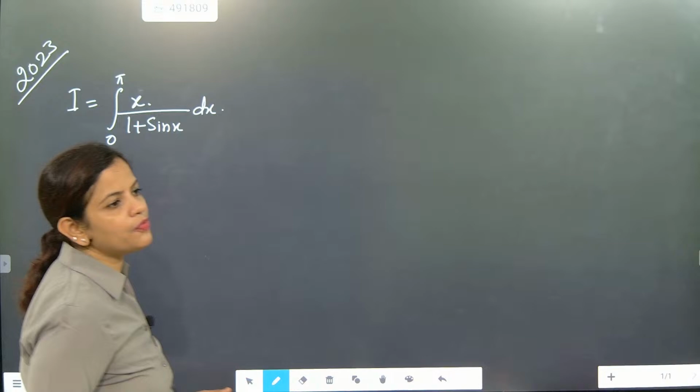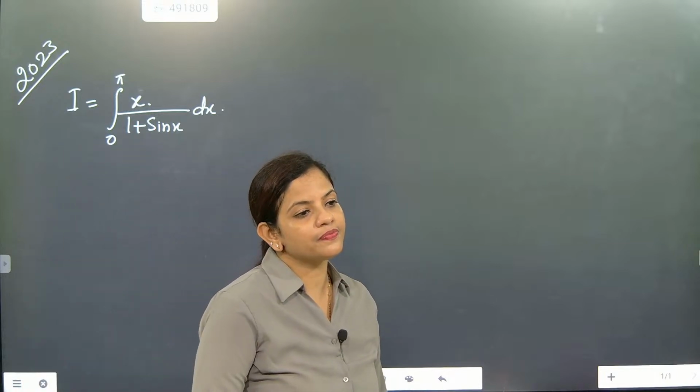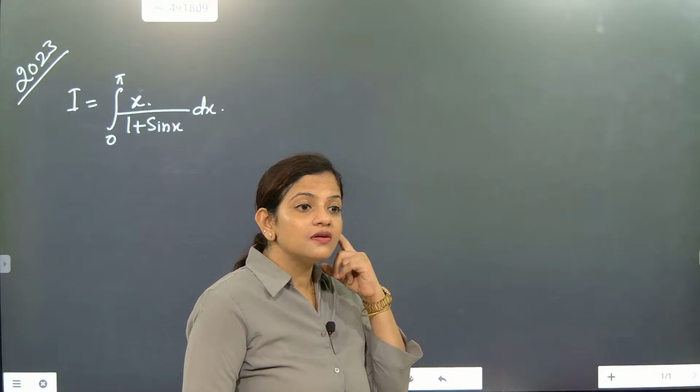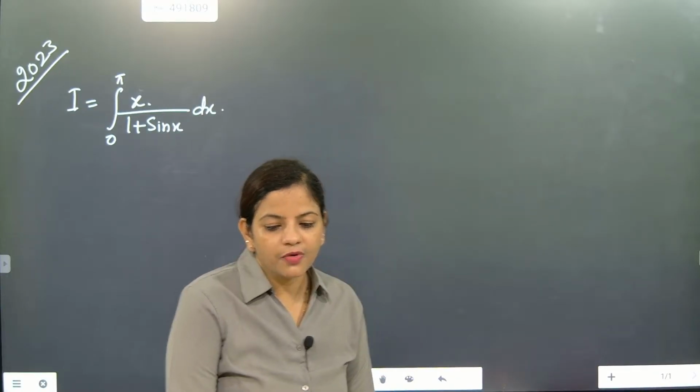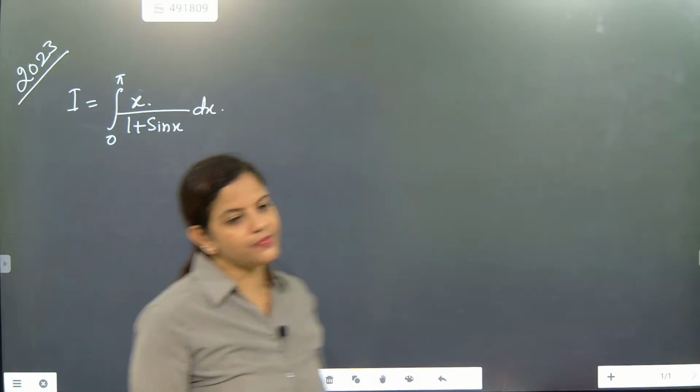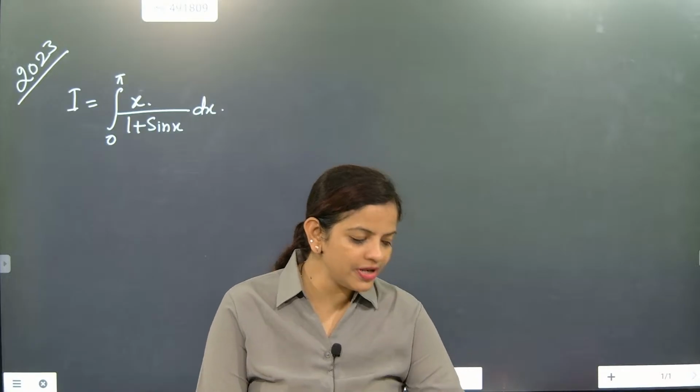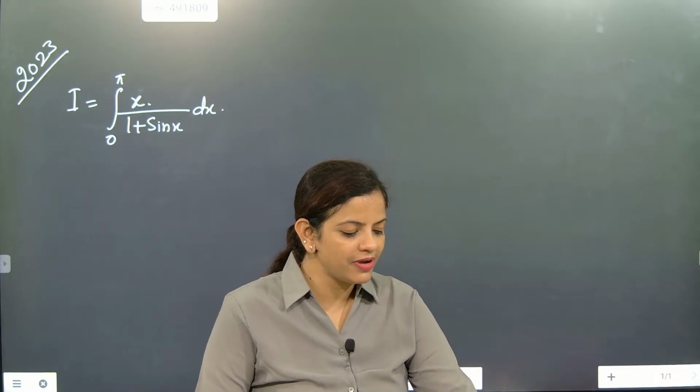And I told you one property now. What was that property, beta? What was that property? I taught one property. What was that property? Directly, just before that, one property I taught, now directly it will come as pi by 2.